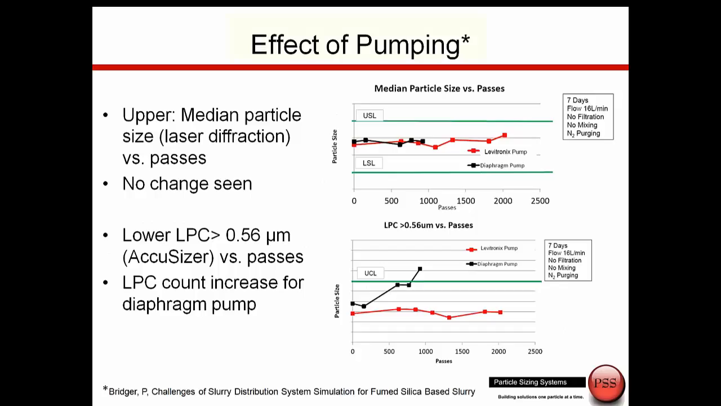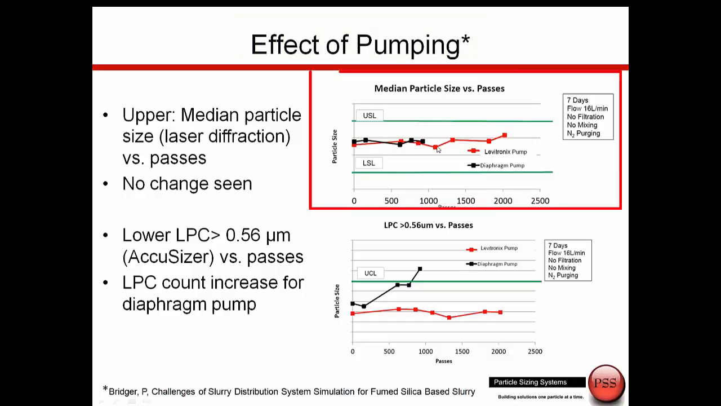But now we're going to look at some results just where we're looking at the effect of pumping. And what we see in the upper graph, these are pumping using two different pumps. So this is two things. What's the effect of pumping and which kind of pump do we use? This particular pump or a standard diaphragm pump. Now here this is median particle size, and the upper graph is data taken from a laser diffraction analyzer. And you really don't see too much change. The median particle size stays about the same.